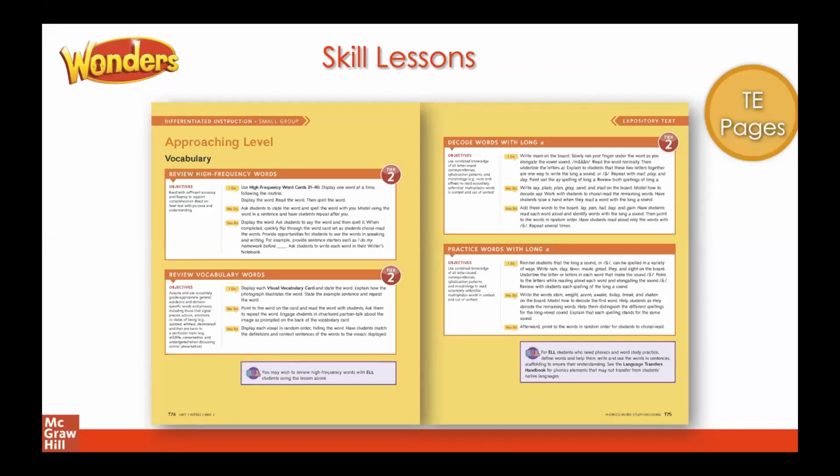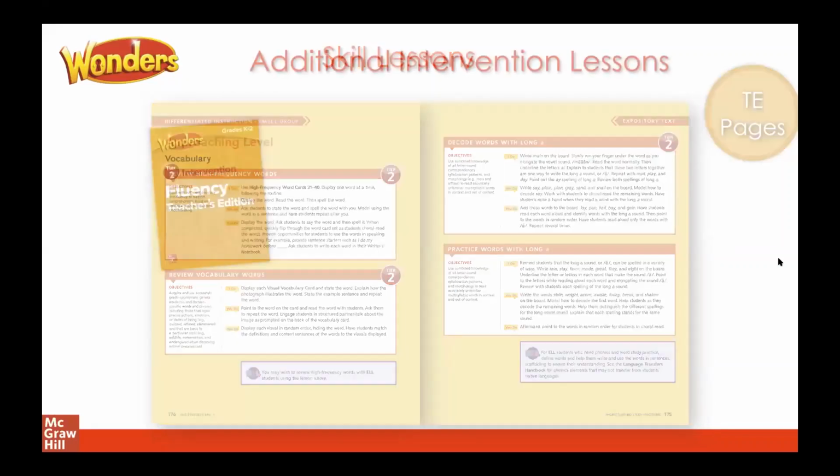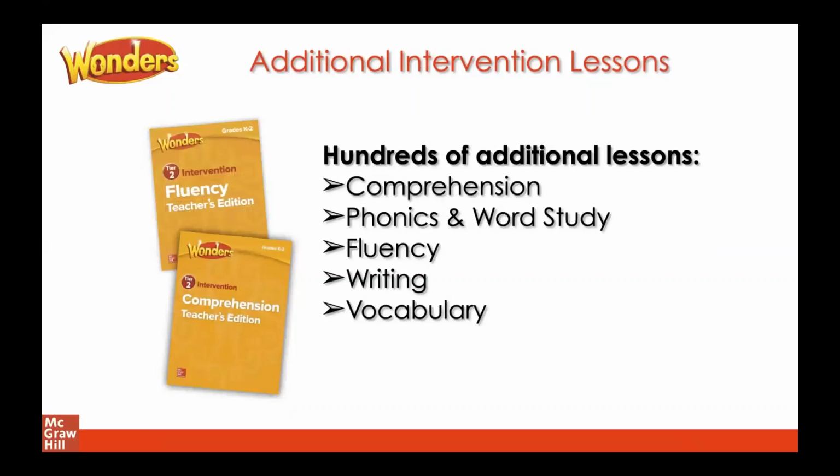Now, any of these little lessons that we're seeing here, these mini lessons that have that tier 2 circle icon on them, that's where you'll have a reminder that that is also available in those orange covered books that have those additional lessons that you can pull from to help meet the needs of your students.